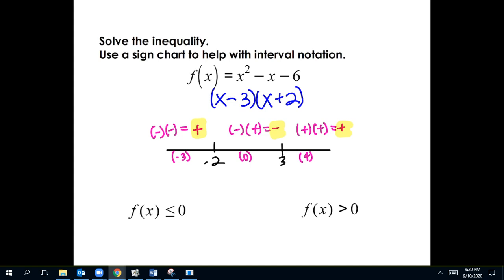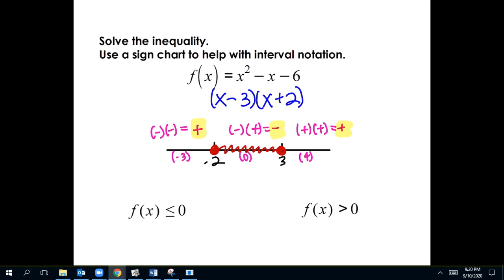So what we want to see now is when is f of x less than or equal to 0? So we're looking for the negatives. And so less than or equal to 0 is this negative, and equal to means I'm going to fill in my values because it can equal 0 at those spots. And then I'm just going to kind of shade between.